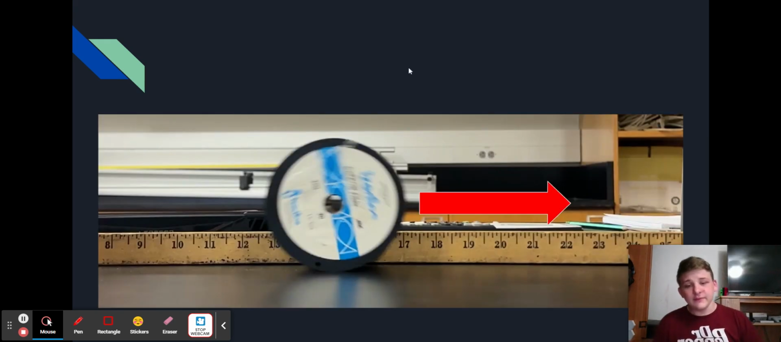Here is the video in which I got my data from. As you can see, there's a wheel going across the meter stick, and using Tracker, again, we analyzed and saw that constant velocity as it moved along the meter stick.